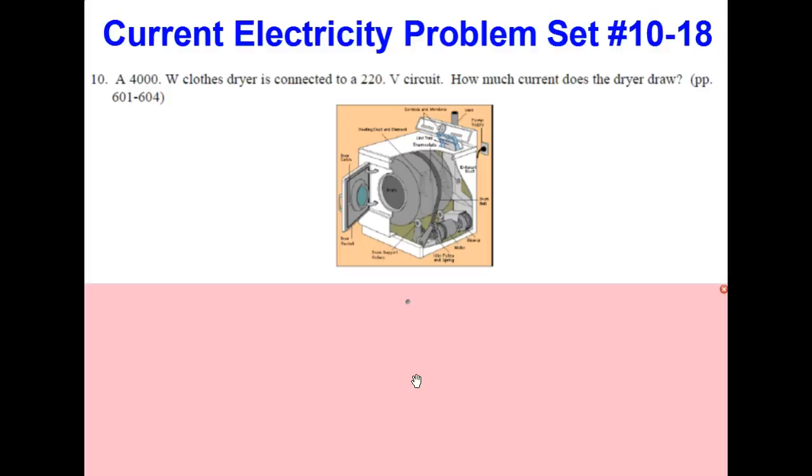Welcome to the solutions to the Regents Physics Current Electricity problem set, problems number 10 through 16. All right, let's jump in and start with number 10 here.